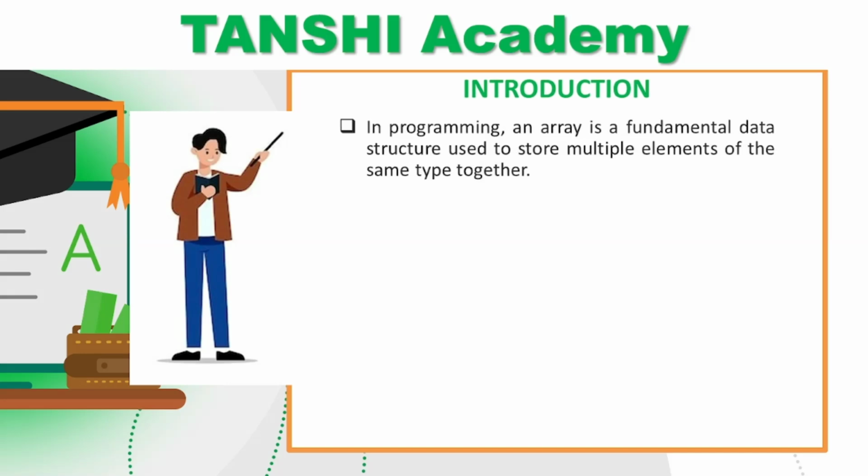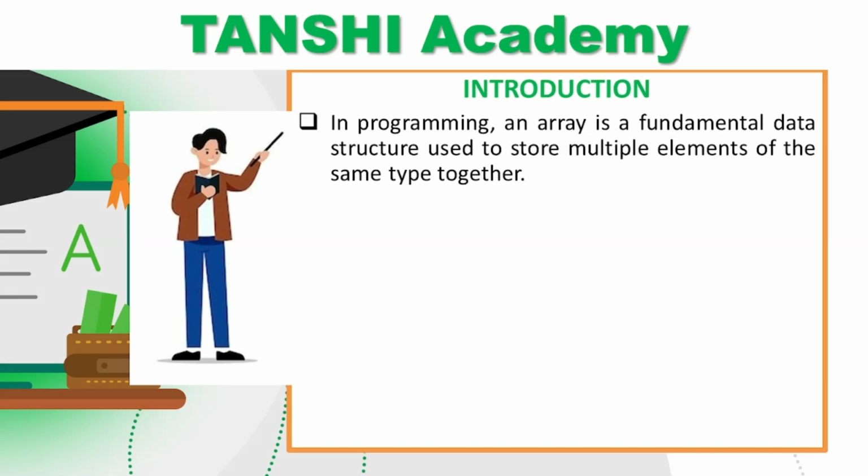So, introduction. In programming, an array is a fundamental data structure used to store multiple elements of the same type. So we should take note of the definition. An array is a fundamental data structure that is used to store multiple elements of the same data type, which means that if you want to store integers, you can use an array and all of them will be integers. If you want to store characters, you can use an array of characters. Okay, so you have an array of integers, so they must be of the same data type.